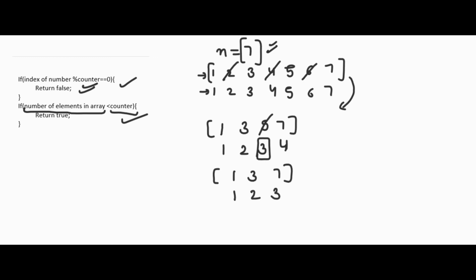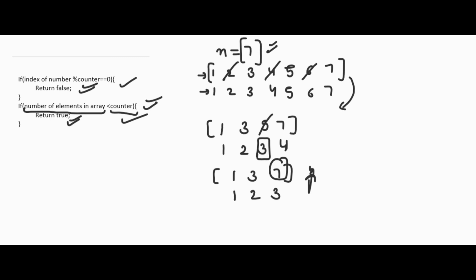But now we have to delete every fourth element, right? But there is no fourth element, and we have reached the condition that the counter value is greater than the number of elements in the array. So we have to return true. That means 7 is a lucky number.